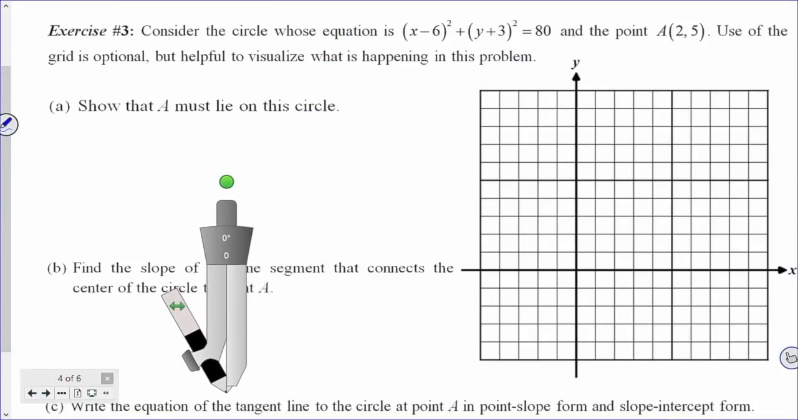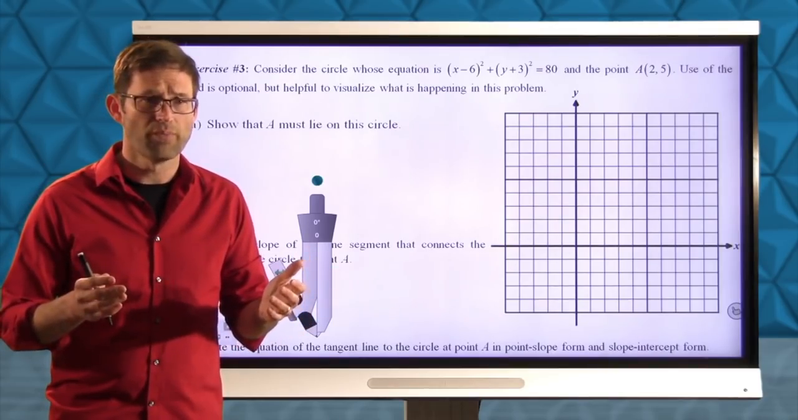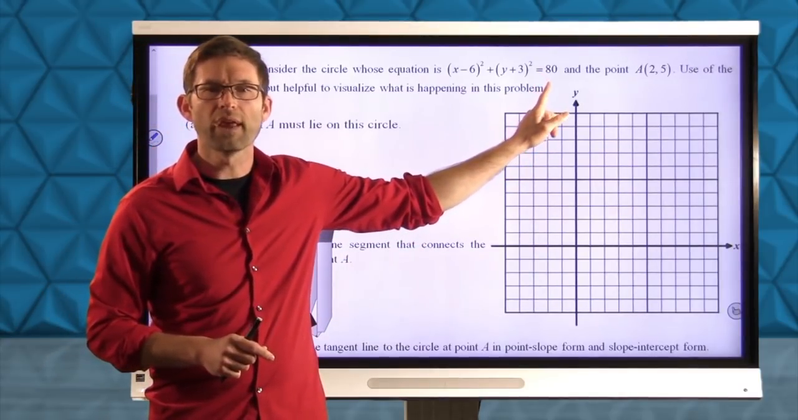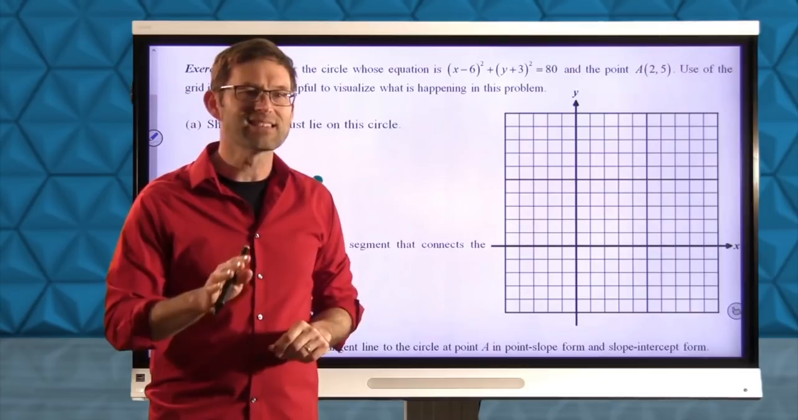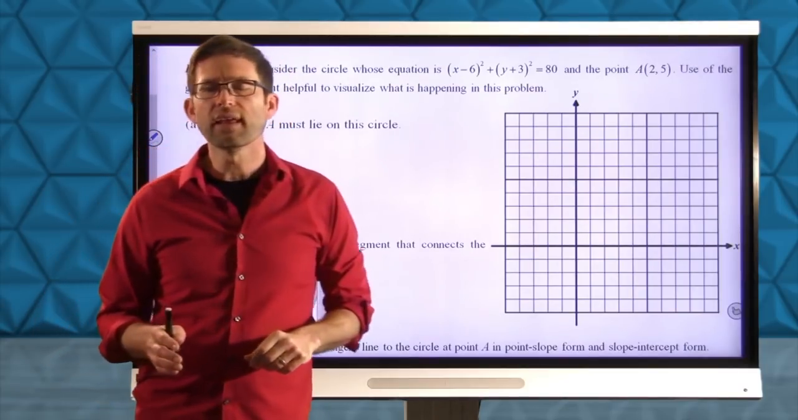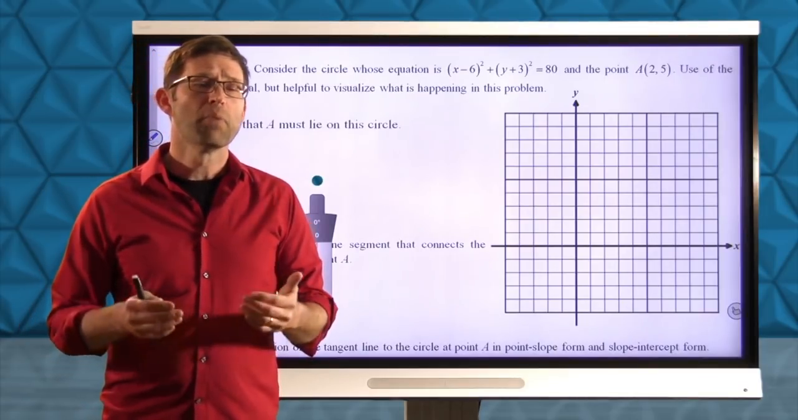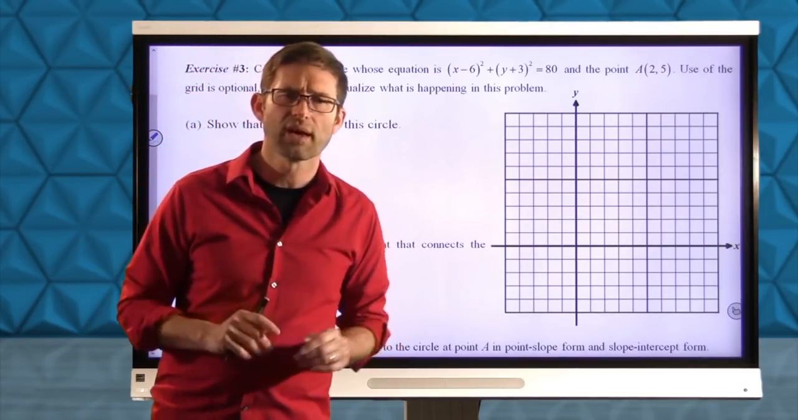So exercise number 3. Consider the circle whose equation is (x minus 6) squared plus (y plus 3) squared equals 80, and the point (2, 5). Use of the grid is optional but helpful, right? It's going to be helpful in order to visualize what's happening in this problem. So I'm going to try to use it as much as possible, but I already see a challenge, which is the fact that this circle has a radius squared of 80, and 80 is not a perfect square. The square root of 80 is not a nice number. It's close to 9, because the square root of 81 is 9, but it's not a hugely nice number, and we'll see how to deal with that.